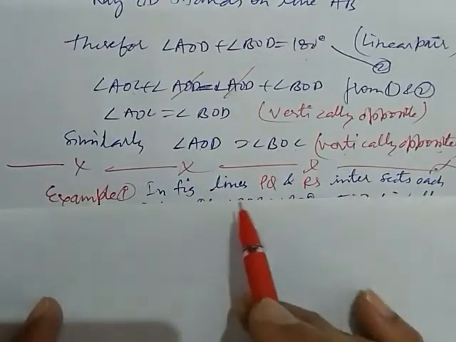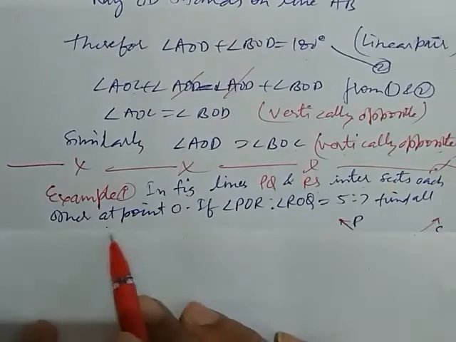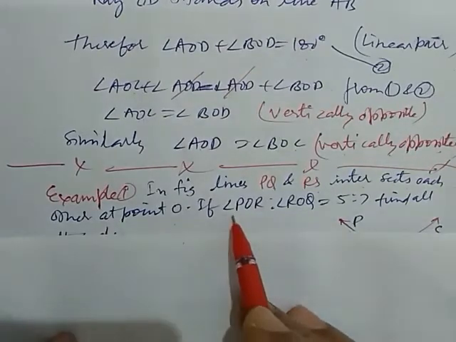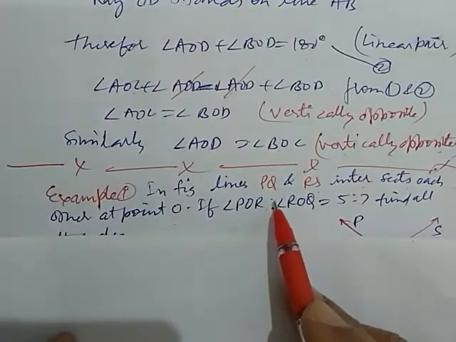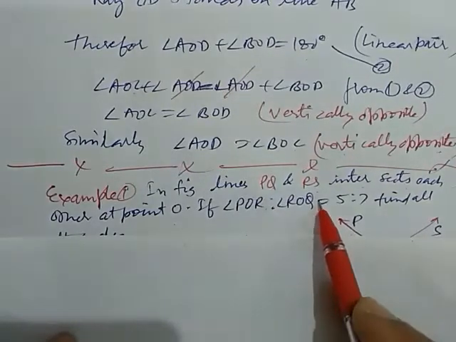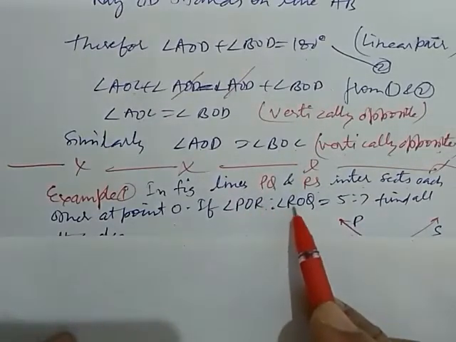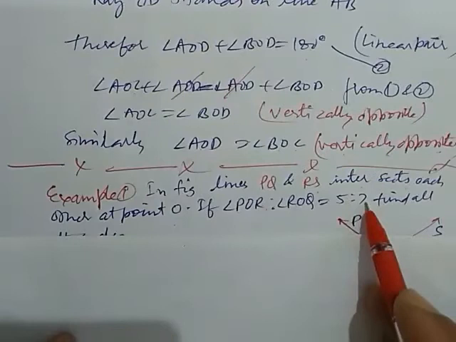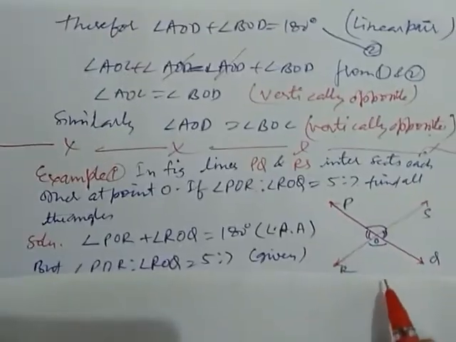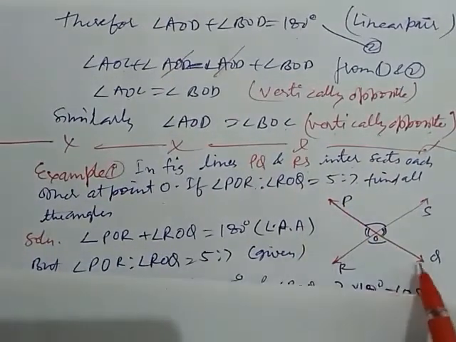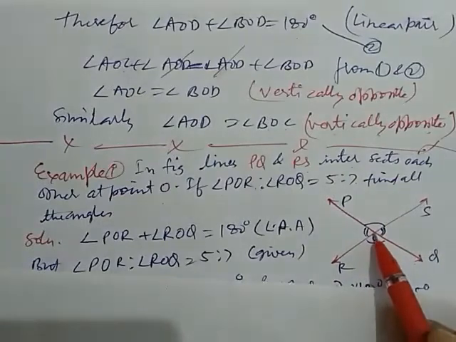In the figure, lines PQ and RS intersect each other at point O. If the ratio of angle POR to angle ROQ is 5:7, find all the angles. Here the lines PQ and RS intersect each other at point O.